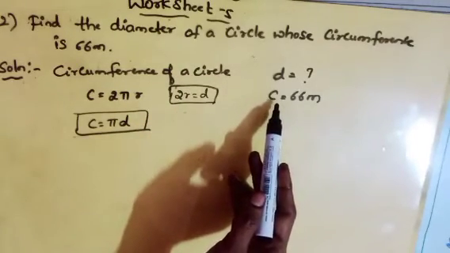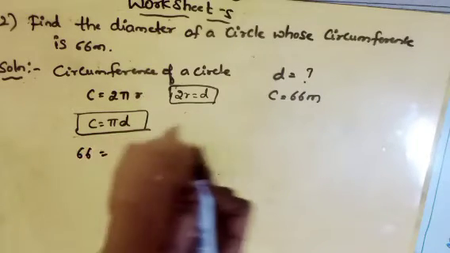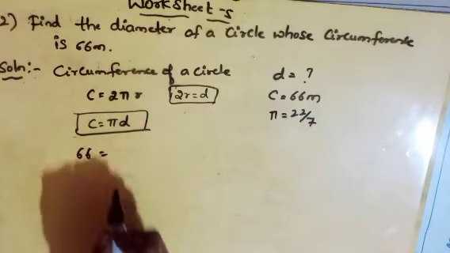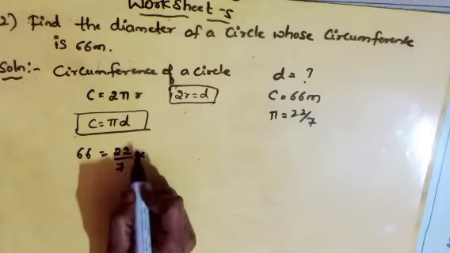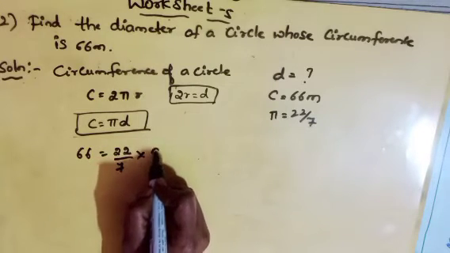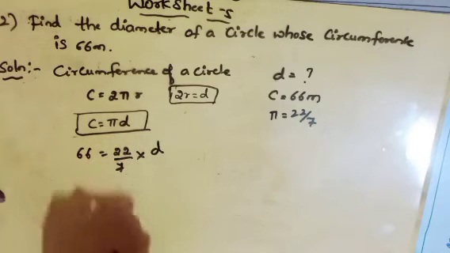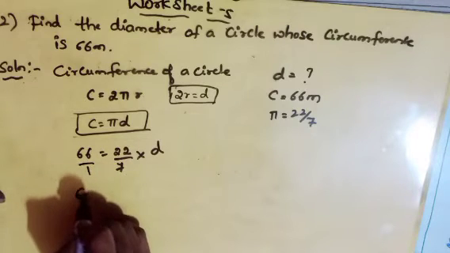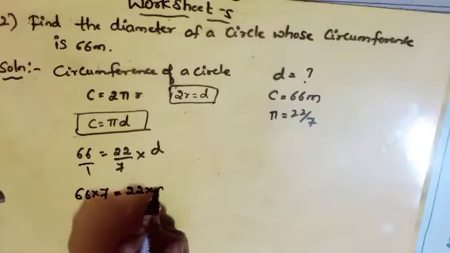Now the circumference is given, that is 66 meter, and let us take the value of pi equals 22/7, and we have to find the diameter. D equals how much, we have to find it. Next let us cross multiply. So what will we get? 66 into 7 equals 22 into d.